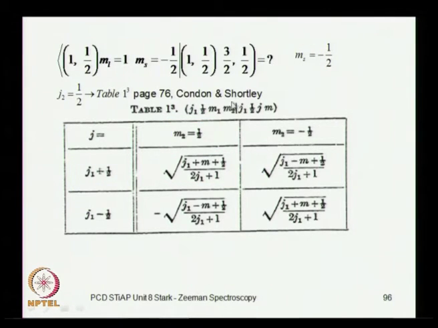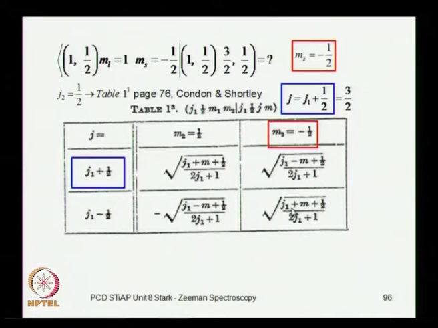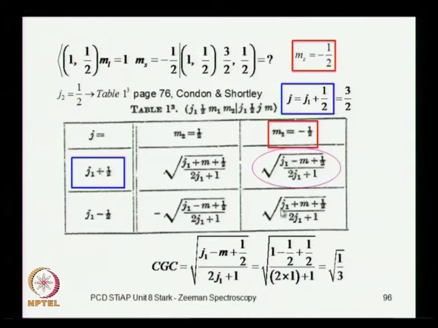Now you need the other one, and in this case ms is -1/2, so you must look at the second column instead of the first column, but you continue to have j equal to j1 plus half. So you look at the first row, and this is the formula that you must use. So what do you get from this? You get √1/3.